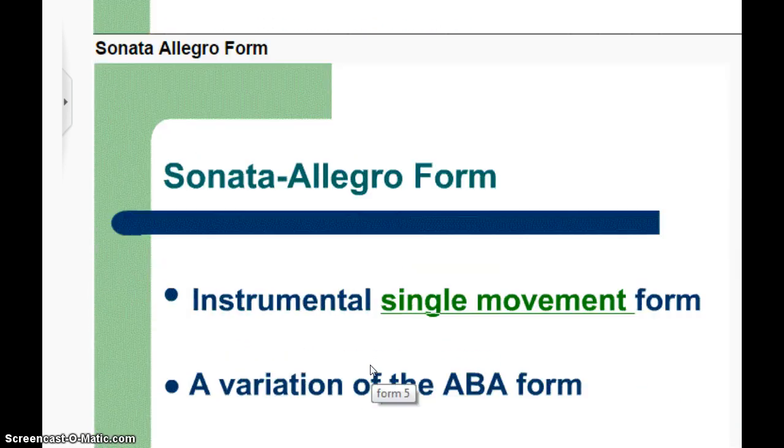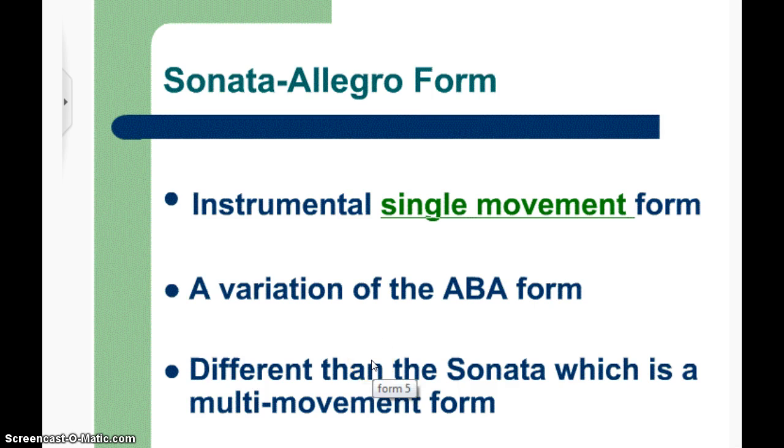Now let's look at this Sonata-Allegro form. Well, it's for instruments, and it's a single movement. It's used in the first movement of all of these works that we just talked about. A variation of the ABA form, meaning it's going to have 2 themes. One would be A, one would be B, and then we could use the A again.